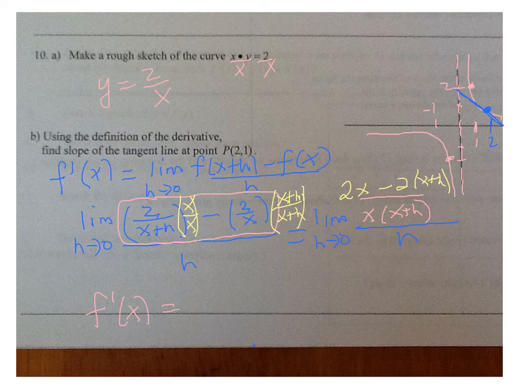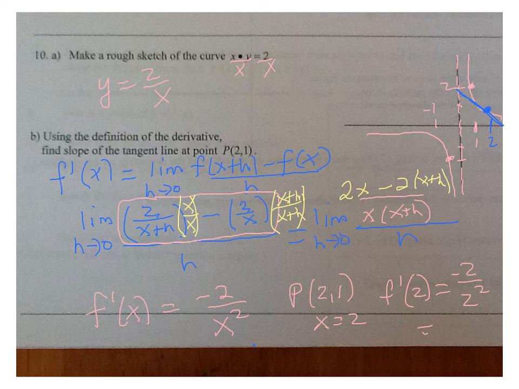is going to be -2 over x squared, and we want to find the slope of the tangent line at the point P, which is 2, 1. That means x equals 2. So I'm going to find my derivative at 2. I'd put in the 2. So that's -1/2. And if I look at the line that I drew up here, it is a negative slope line, so that's a little bit of a confirmation of my answer.